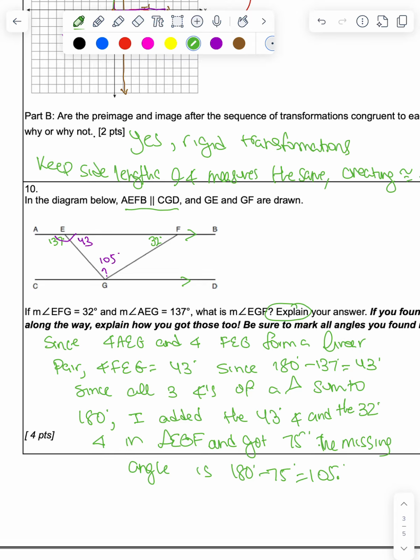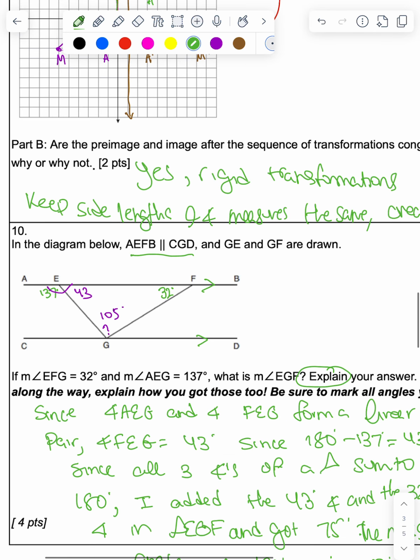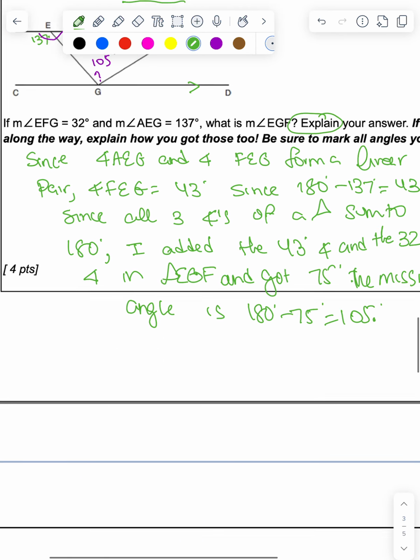So you do need to explain in words. Doesn't need to be a whole book, but the angles that you're using need to be explained. So I just used the fact that we had a linear pair and then that all the angles of a triangle sum to 180. If you did use the parallel lines and the alternate interior angles, then you would mention that, but you didn't even need to use it here. Wasn't necessary.